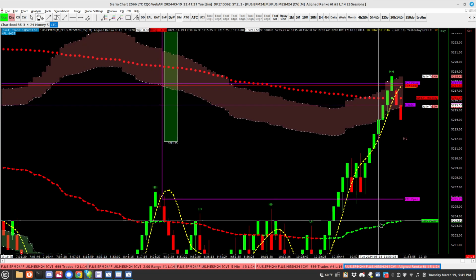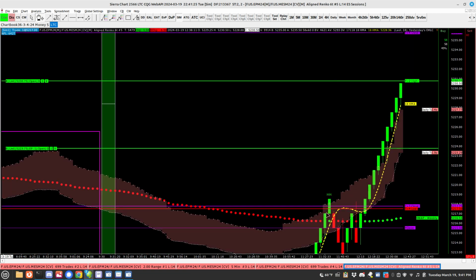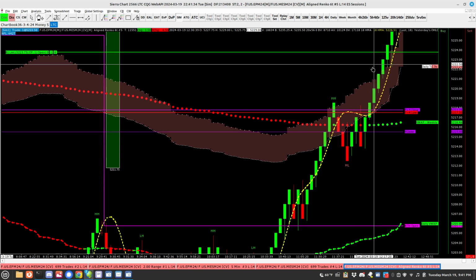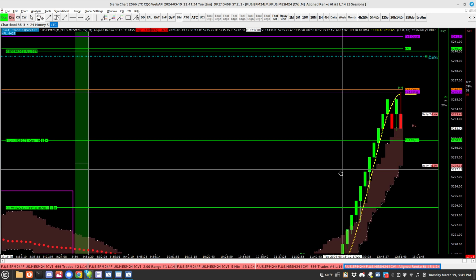Now, where are we going to wind up? Okay. There's your first pullback. There's your first target right there. Pulls back, comes back up above it, and shoots up, right? So you're buying, right?